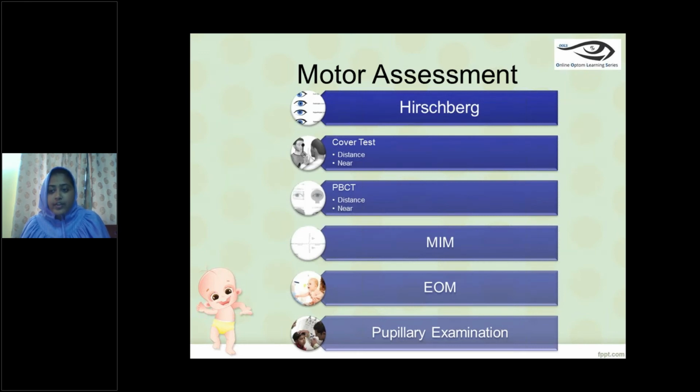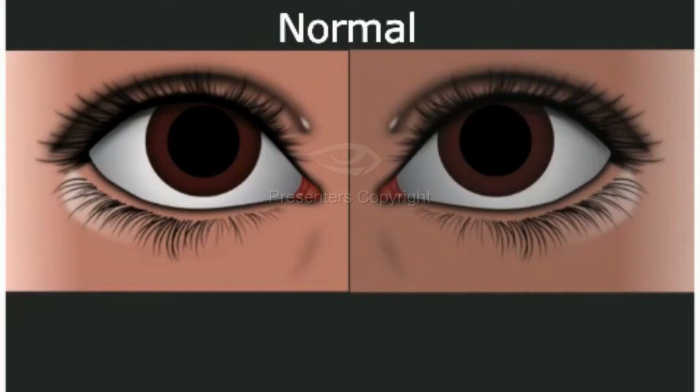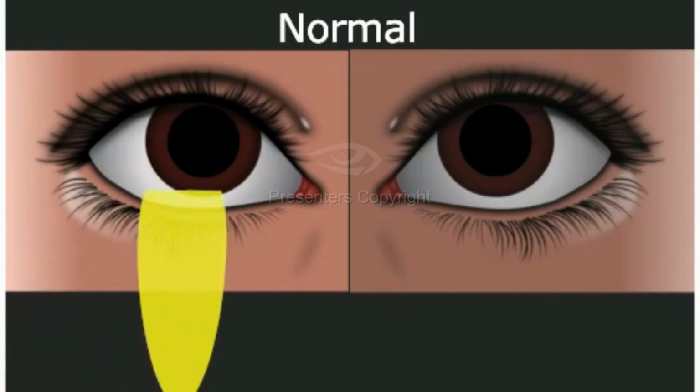Moving on next to the pupillary examination, we have to check if the pupils are reacting and if any RAPD is present. So how do we do the RAPD test? That is, there is a small video.